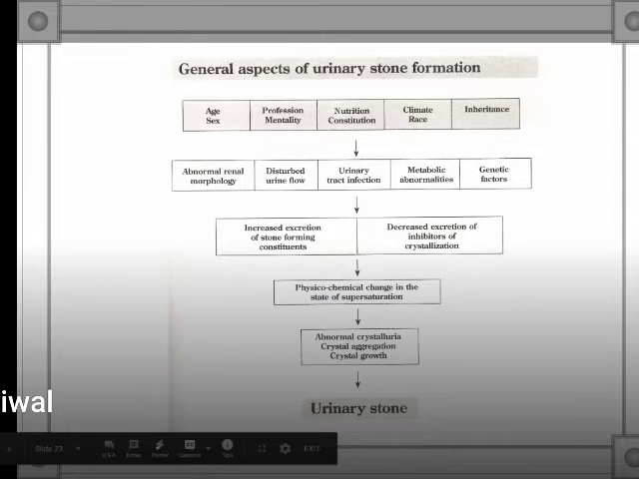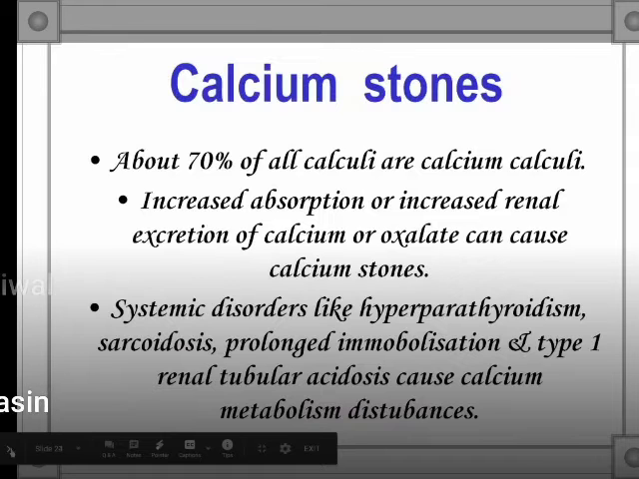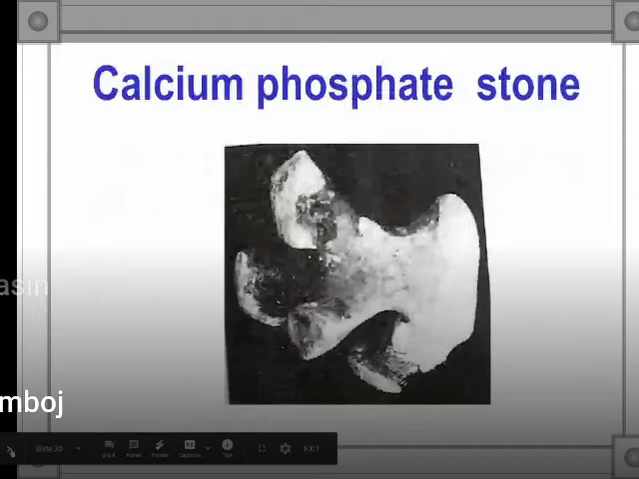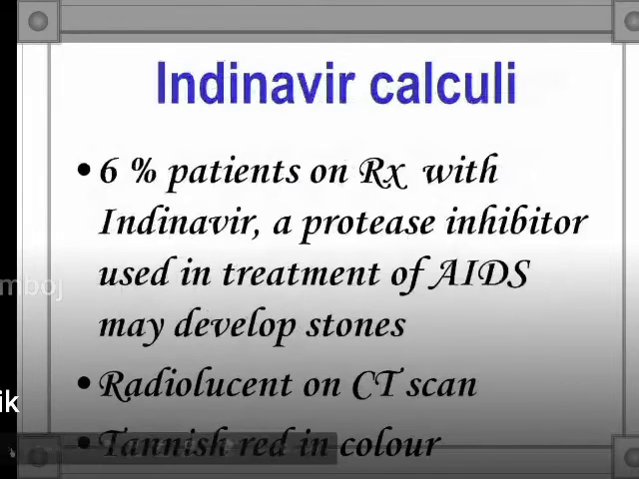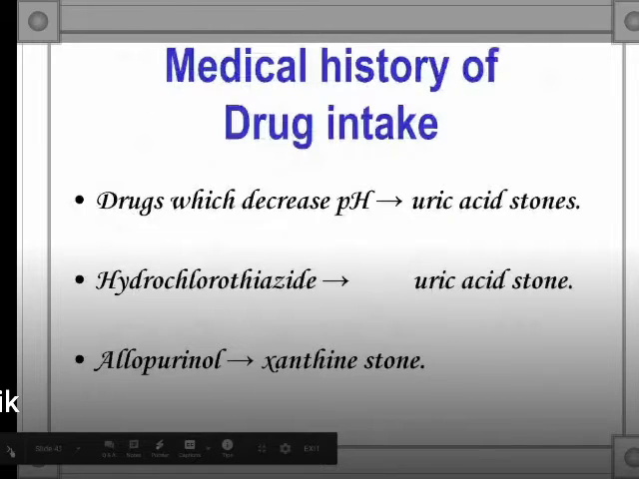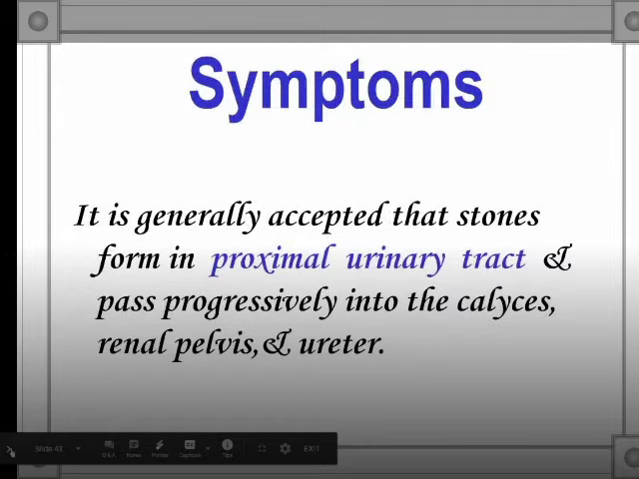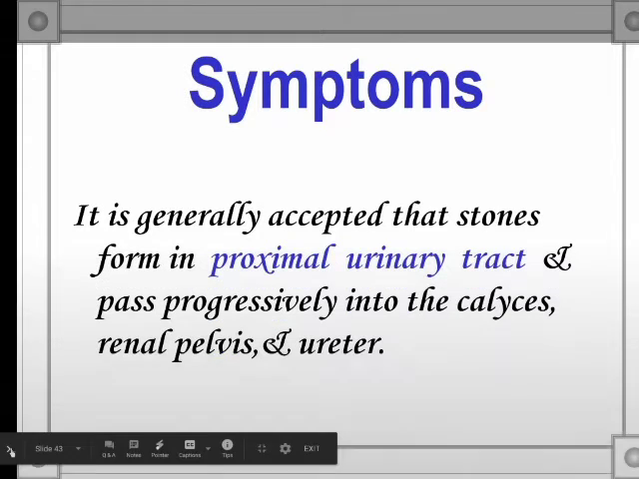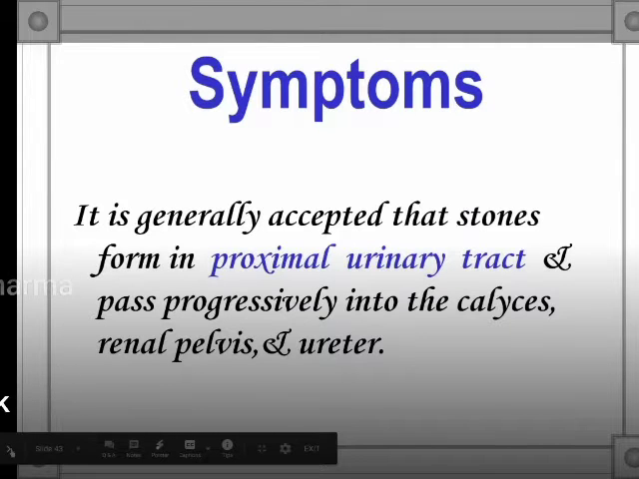And today we will be discussing various types of... last time we discussed various types of stones, and now we will discuss how they present, how you will investigate, and how you will treat.